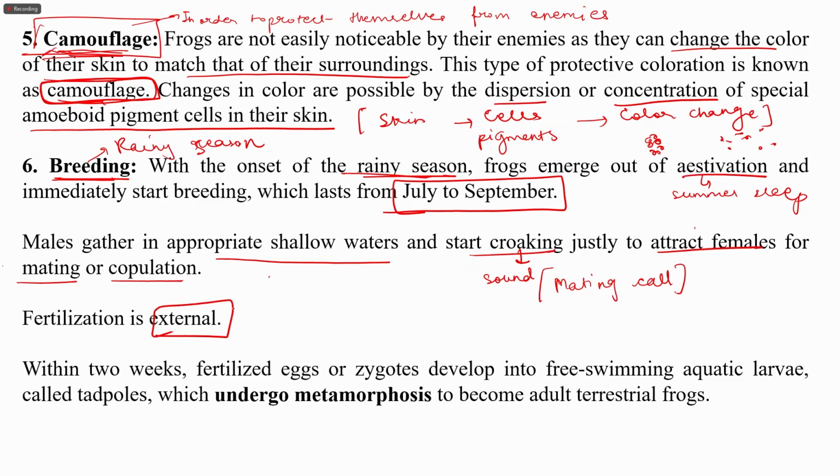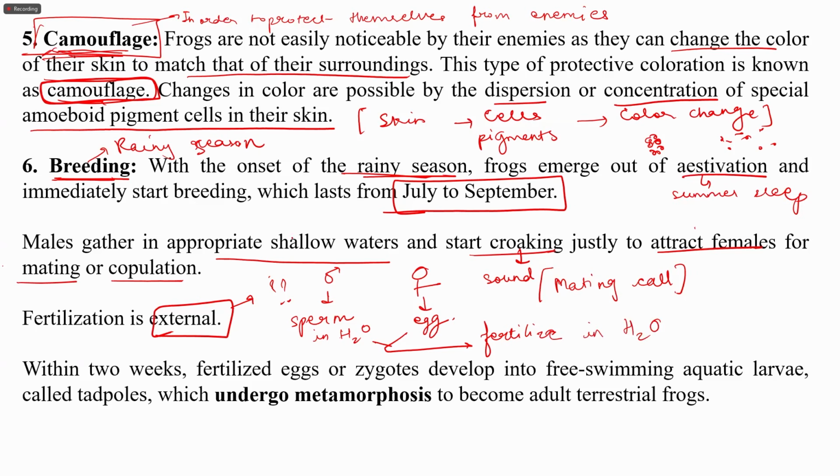Fertilization is external. What do we mean by this external fertilization? We have a male frog and a female frog. The male frog will release the sperm in the water and the female frog will release the egg. This sperm in water and egg in water will fertilize when they come in contact with each other in the water. So these will fertilize in water, not inside the female frog. Therefore, the fertilization is external, taking place externally to the organism.